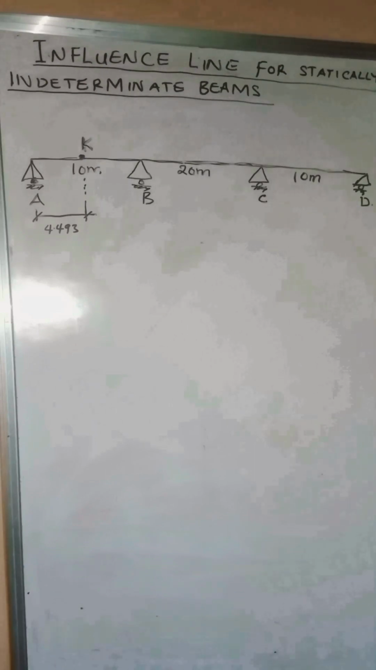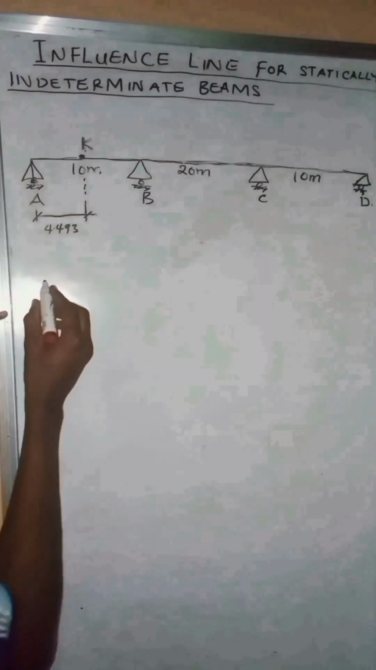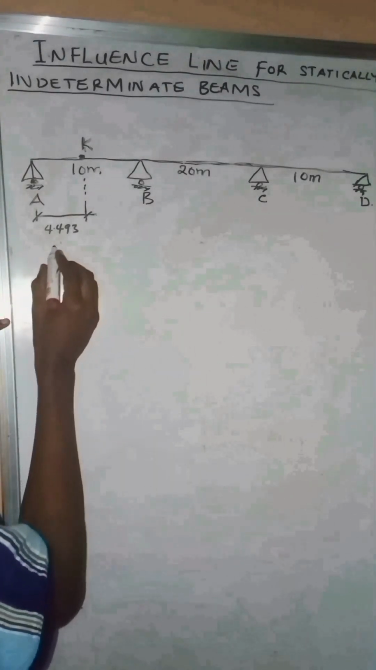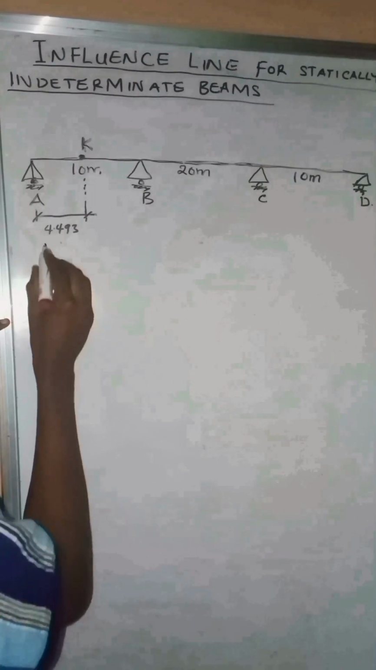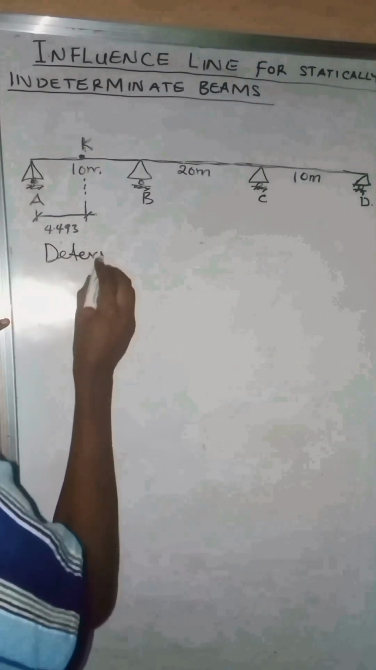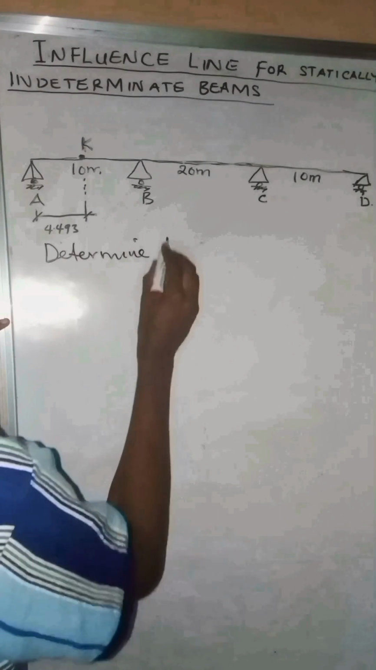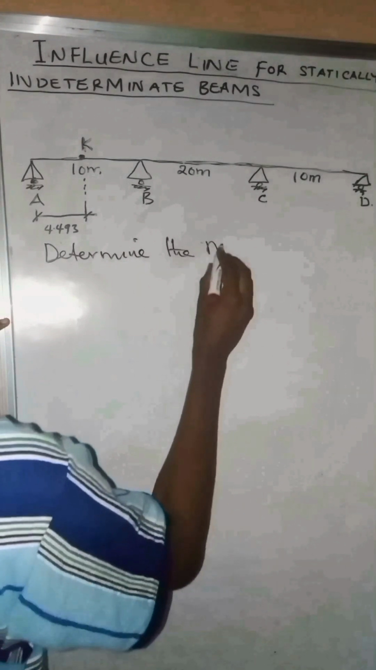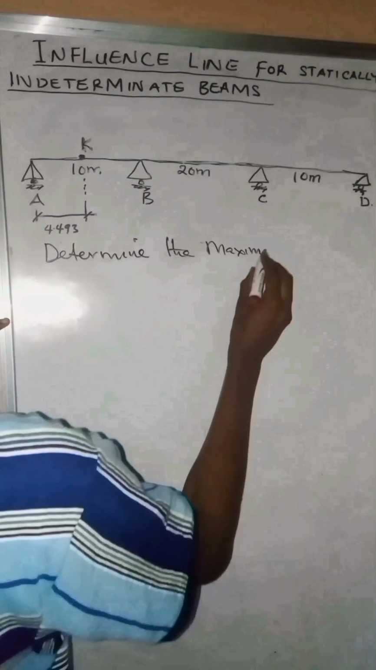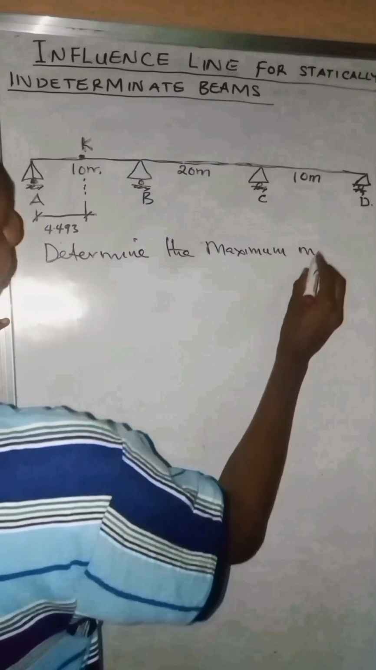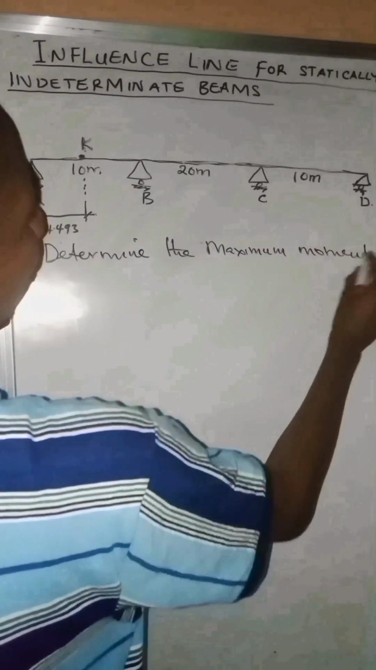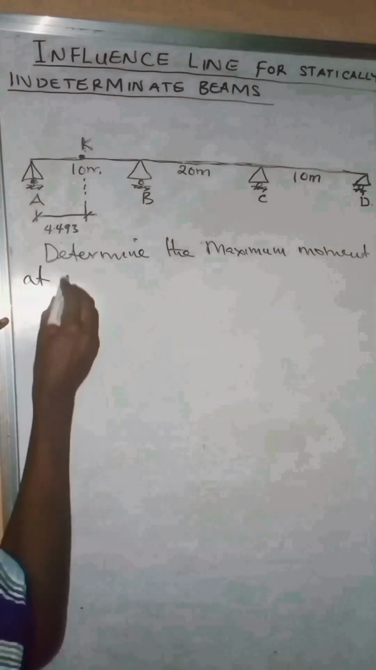In doing this, the first thing we are going to do is introduce a hinge at point K. Point K is 4.493 meters away from point A. The first thing we are going to do is determine the maximum moment at point K.